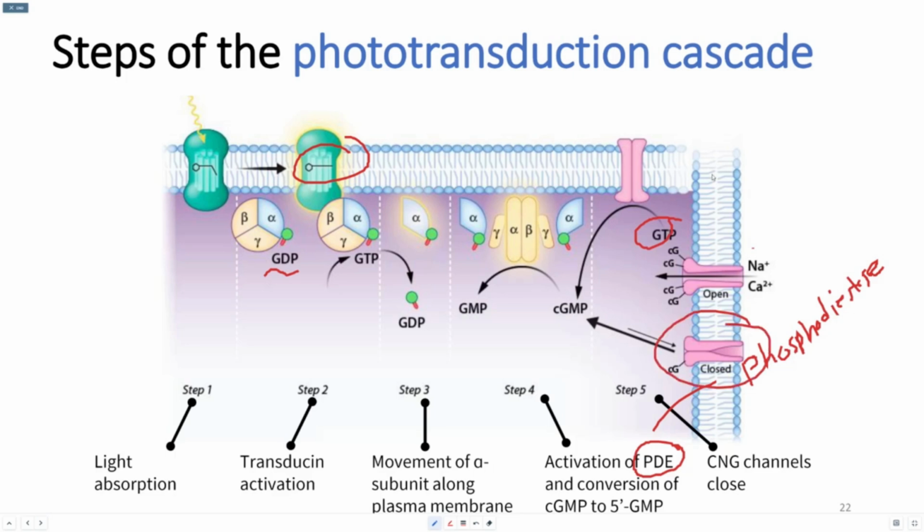As a result, this membrane, shown in blue, is going to be hyperpolarized. So there's no signal being released to the bipolar cells. Everything that doesn't happen here would happen in a dark room. This is what happens in the light.